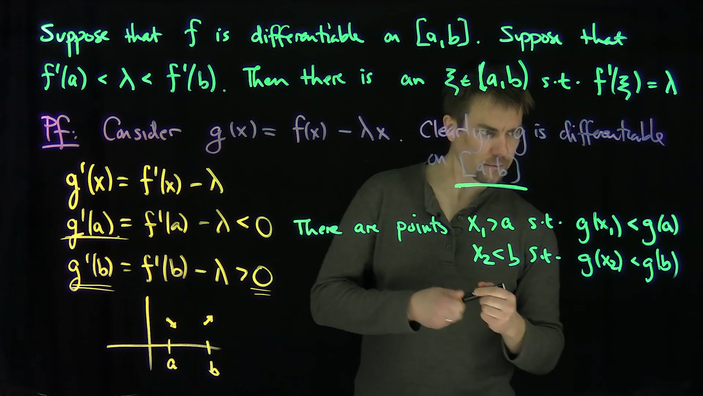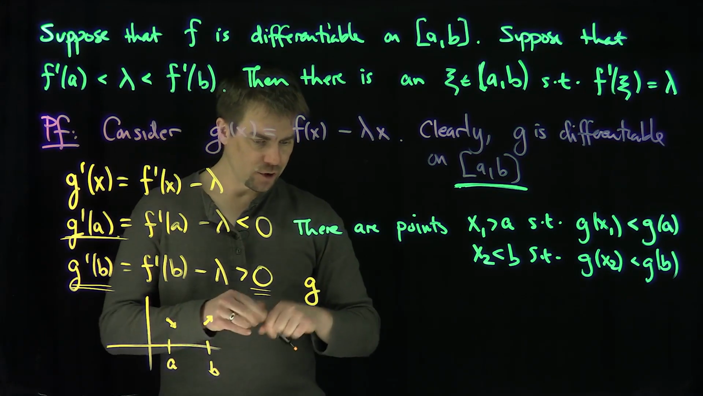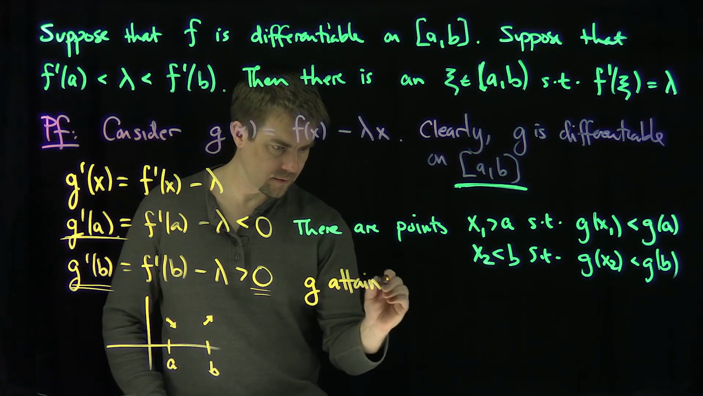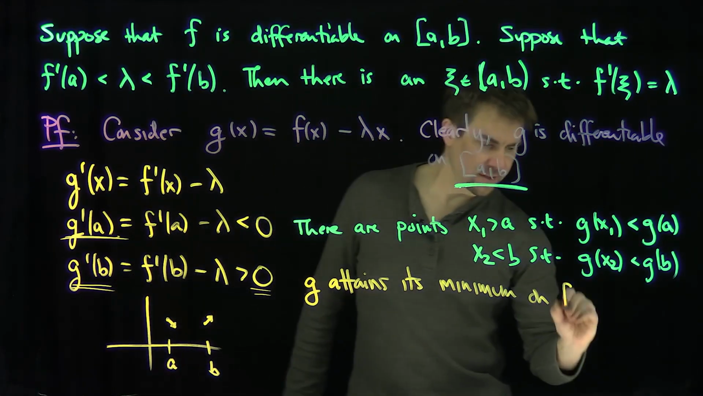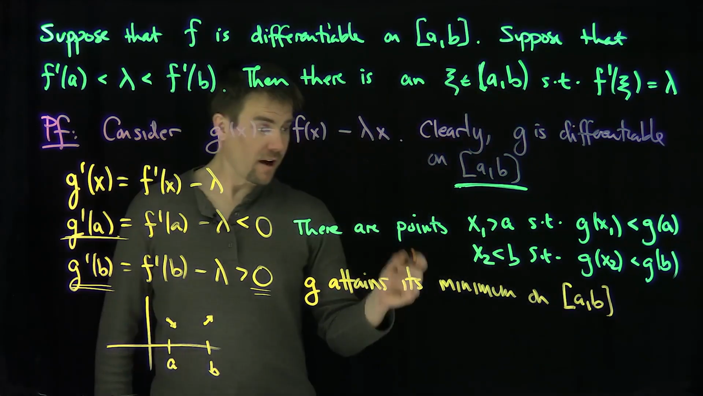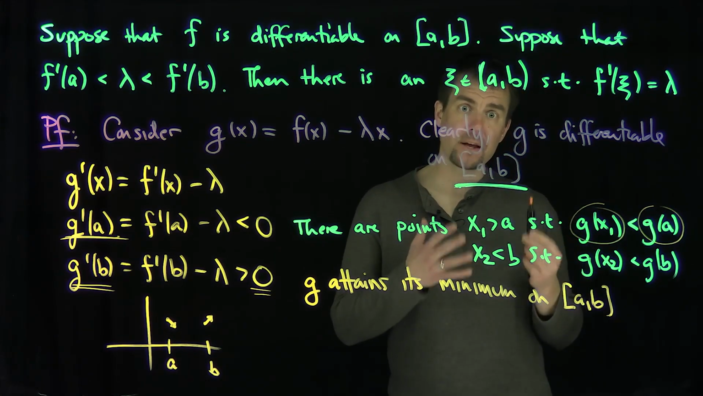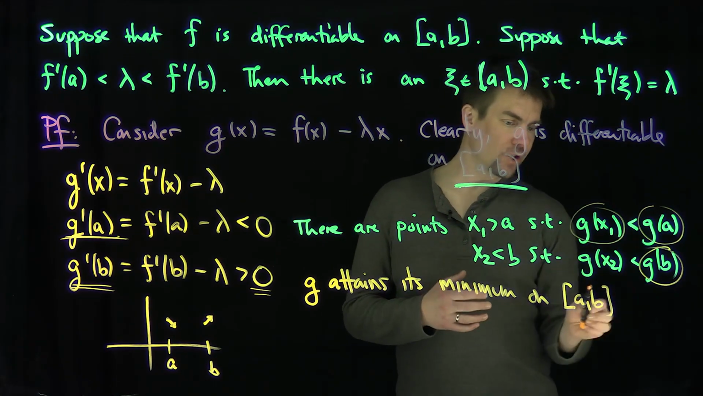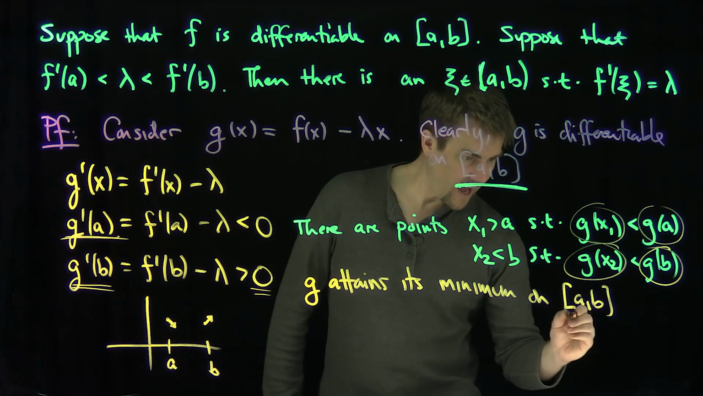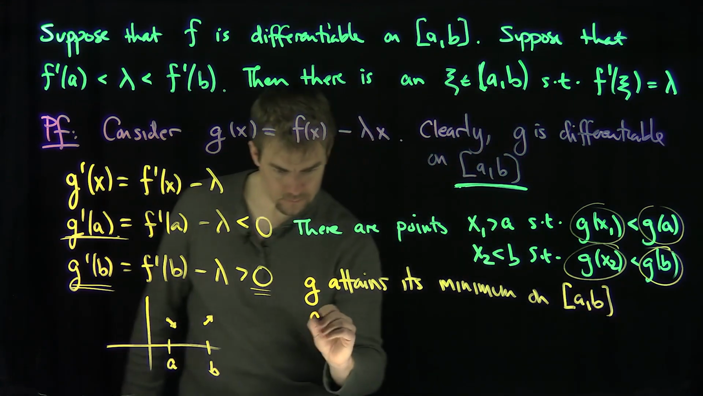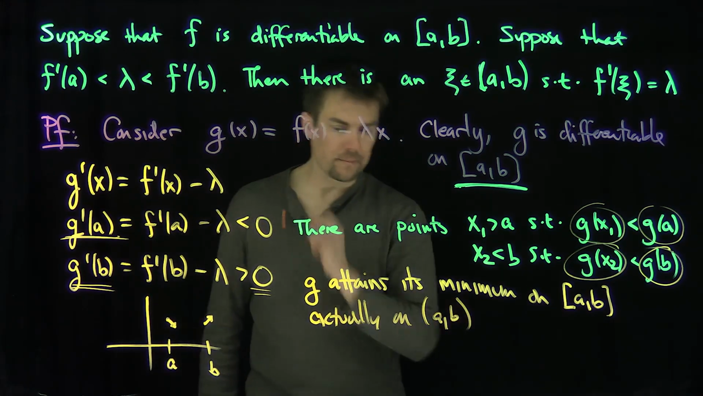Since g is differentiable, g is a continuous function, so g attains its minimum on the closed interval [a, b]. The minimum is not at a or b, because g of a is bigger than g of x1, so g of a cannot be the absolute minimum value. Likewise, g of b cannot be the minimum value because there's a value smaller than it. So it actually attains its minimum on the open interval (a, b).